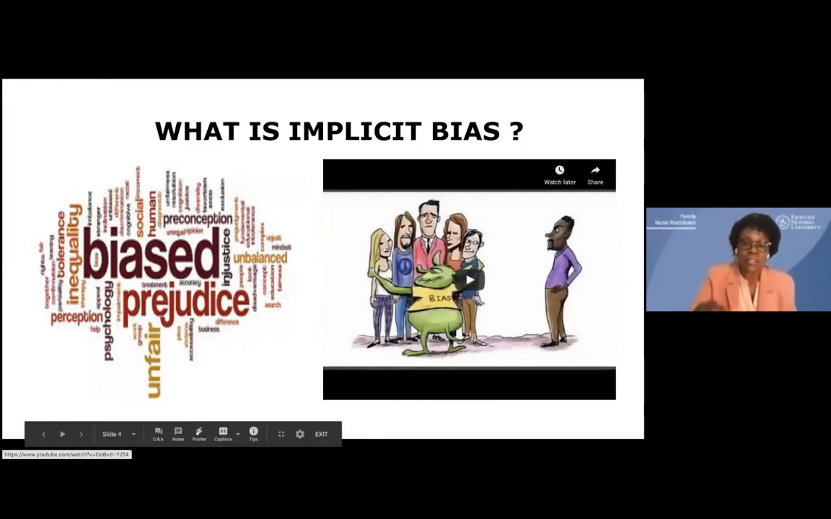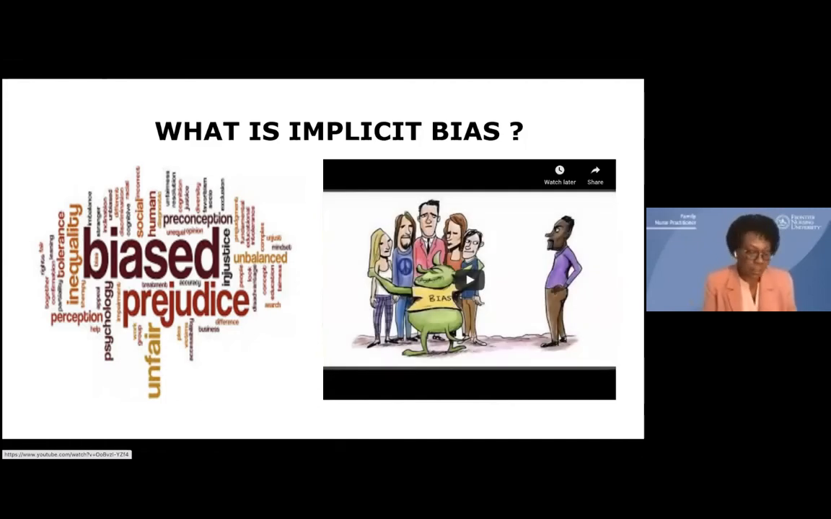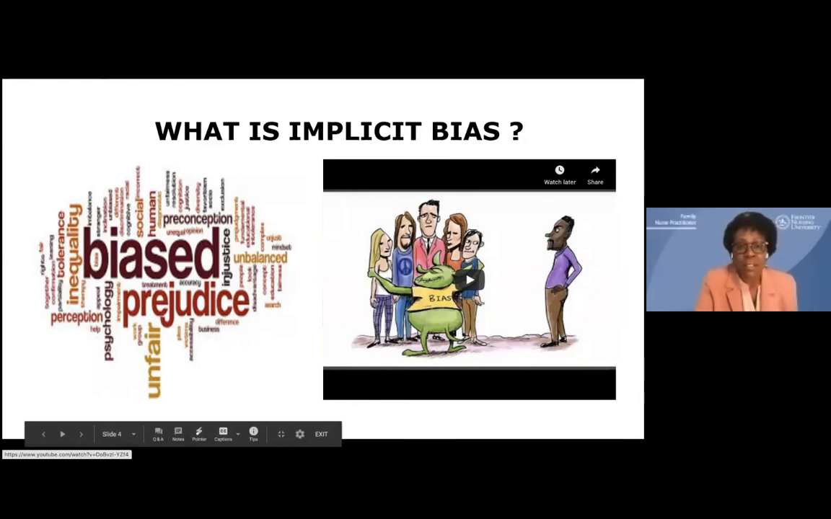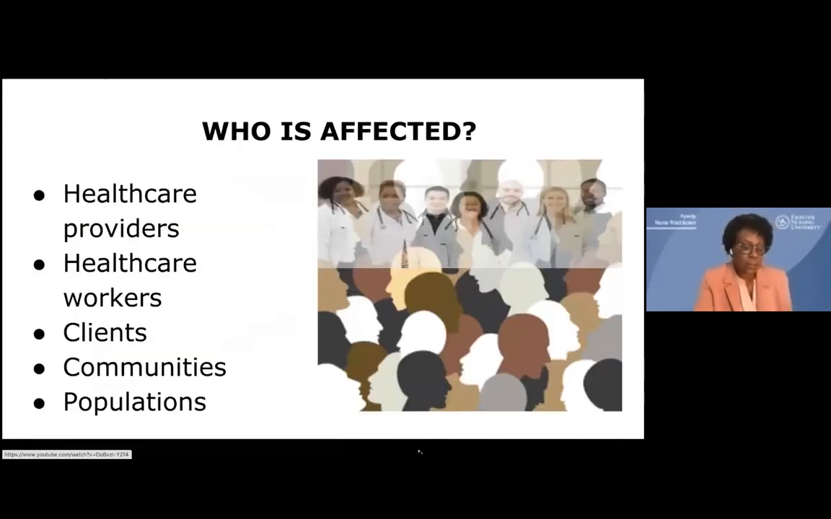So you can see some really good examples of implicit bias, both negative associations and positive associations that can lead to prejudice and inequality, and that are definitely detrimental to clients in the healthcare environment. So who is affected? We're all affected by implicit bias, and we all have them. Healthcare providers, healthcare workers, our clients, communities, and populations.